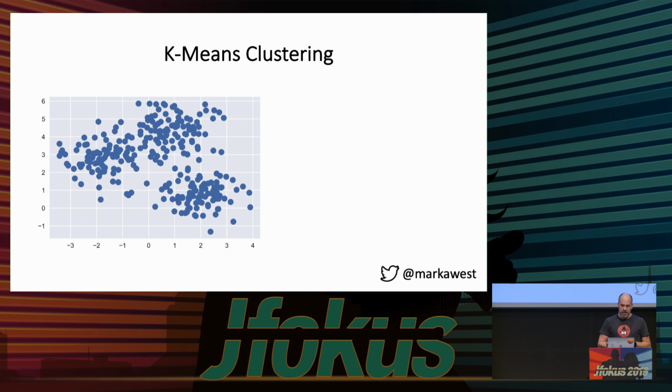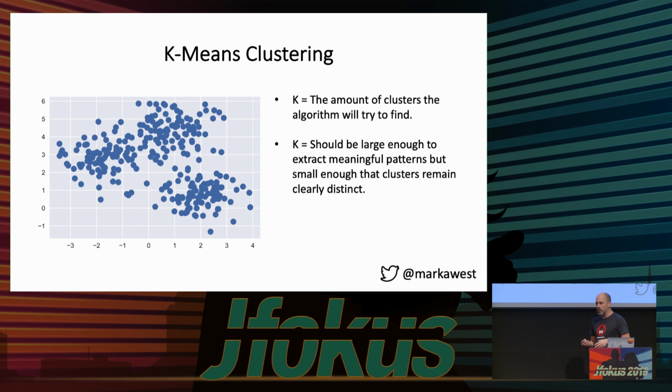And k-means clustering is about finding k. How many clusters are you going to try and find? That's what the k stands for. And the number of clusters you're going to look for needs to be enough to give you meaning, but also small enough that your clusters are distinct from one another.